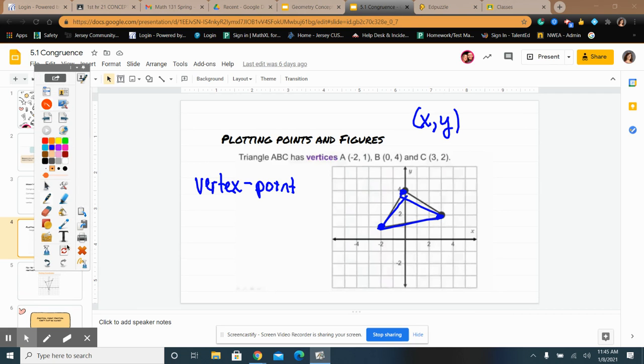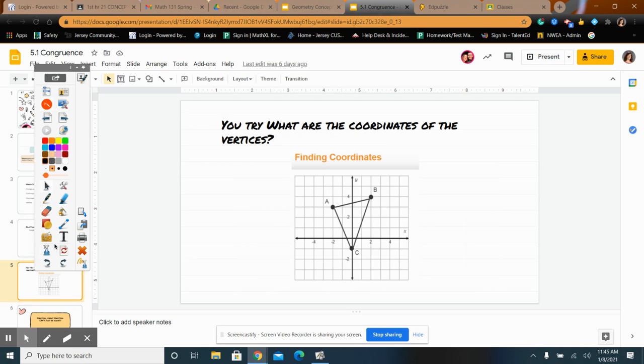So we're going to do this next one here. What would the vertices be on this guy? Okay, so we have A, B, and C. Those are the points or the vertices. And where is A? Well, here's A. If you look in the X direction, it went -2, and in the Y direction, it went up 3.